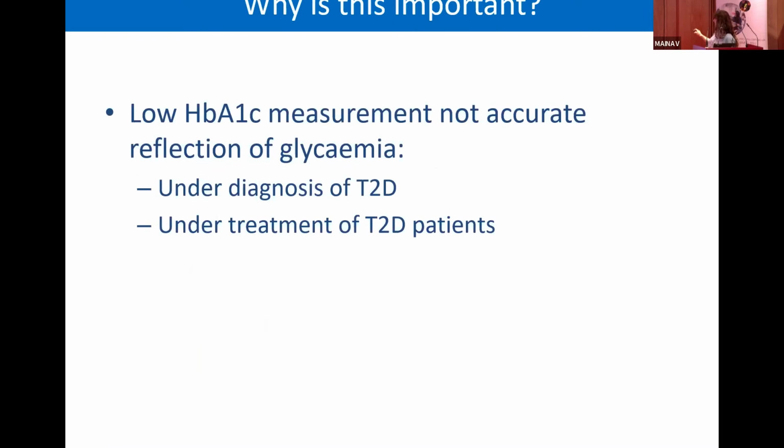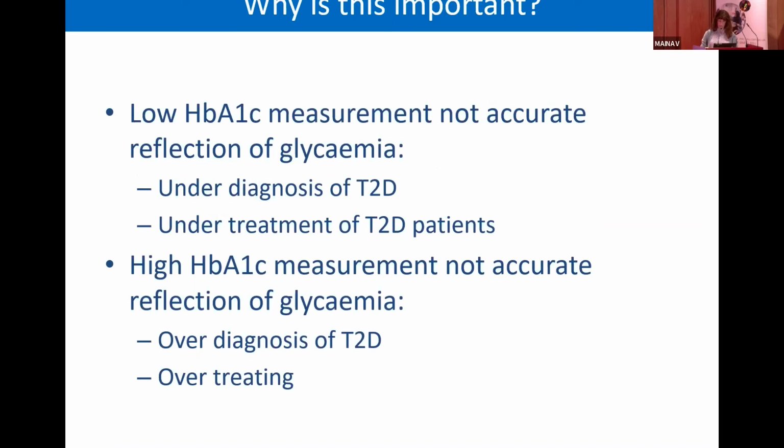Why is this important? Obviously, if the HbA1c measurement is independent of or not an accurate reflection of glycemia, you can either underdiagnose and undertreat, or on the other hand, there are examples where it increases the estimate. So you'll be doing the opposite.